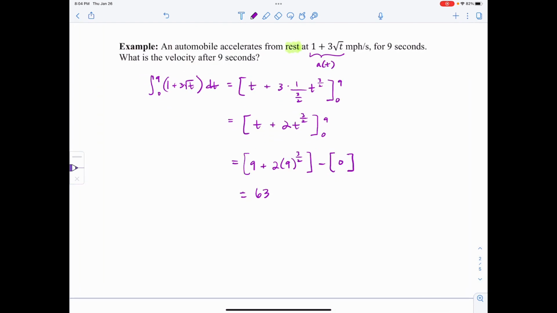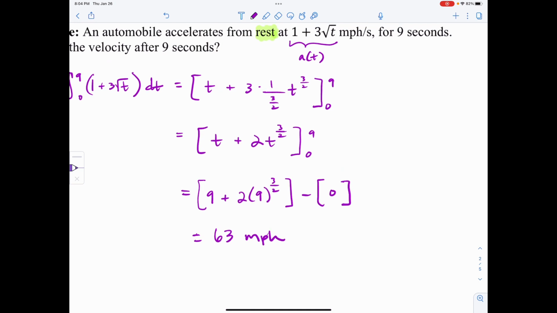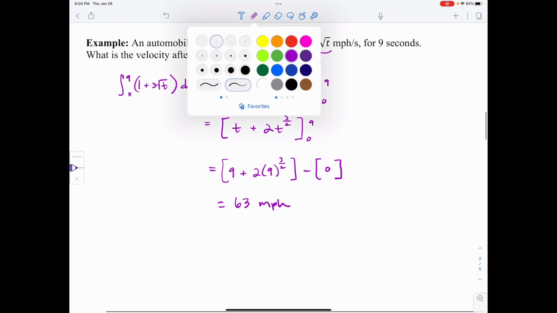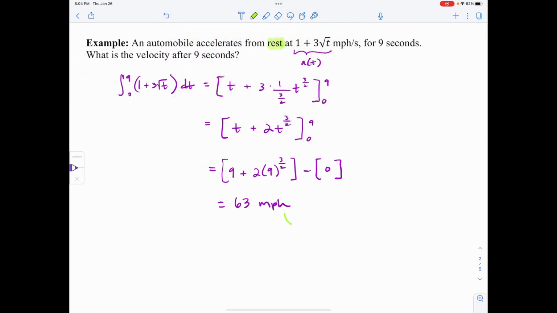And our units for velocity will be miles per hour. So the velocity after 9 seconds, and that's because it's saying after 9 seconds, so that means from 0 to 9 seconds, the change in velocity from t equals 0 to t equals 9 is 63 miles per hour. So this also ends up being the actual velocity at 9 seconds.